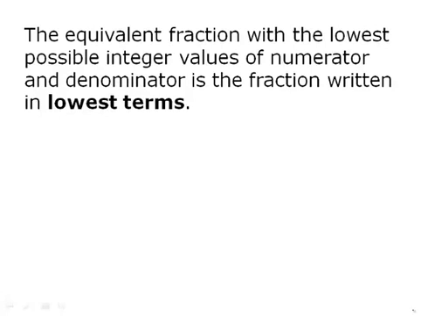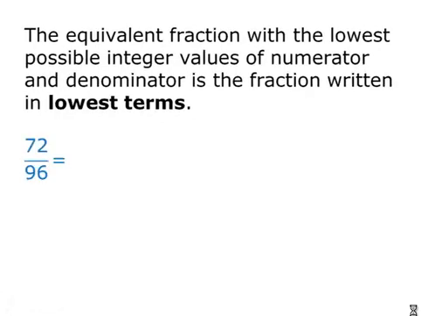The equivalent fraction with the lowest possible integer value of numerator and denominator is the fraction written in lowest terms. So for example, we start out with 72 over 96. Both of those are divisible by 6. We can divide down to 12 over 16. Both of those are divisible by 4. We can divide down to 3 over 4. We cannot divide any further. That fraction is in lowest terms.